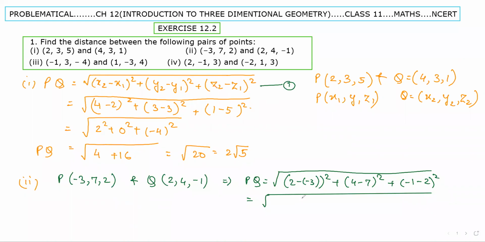2 plus 3, that is 5, 5 square 25, plus 4 minus 7 is minus 3 square 9, plus minus 1 minus 2 is minus 3 square 9. So 25 plus 9 plus 9 will give you root of 43. PQ is equal to root 43 for your second situation.